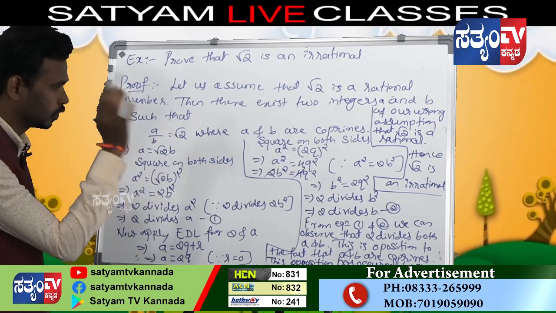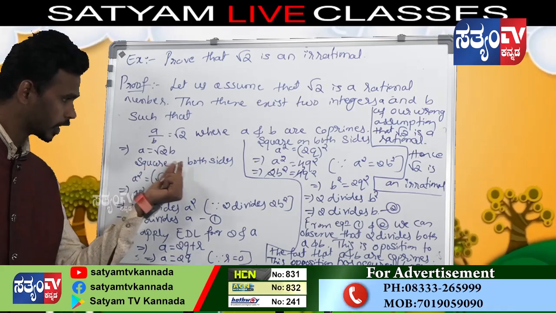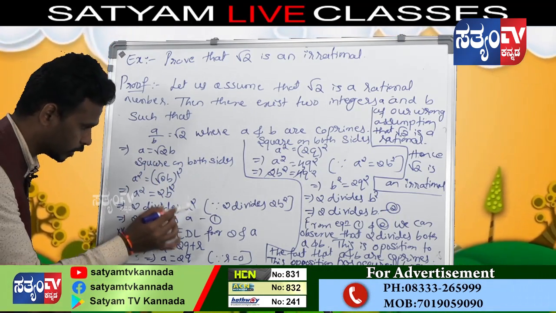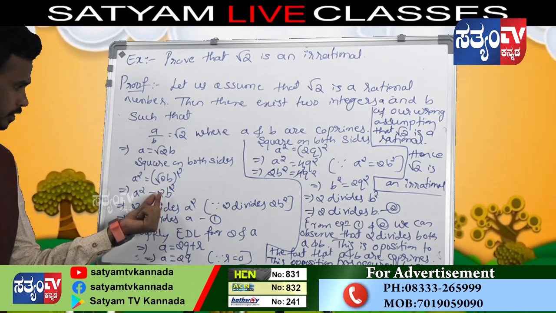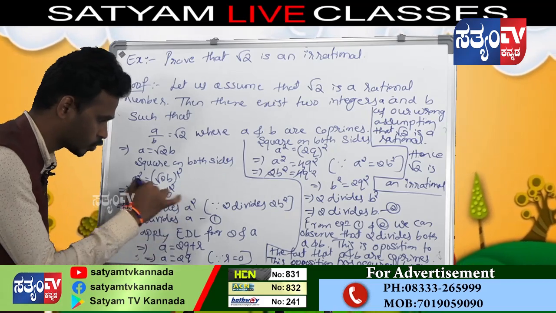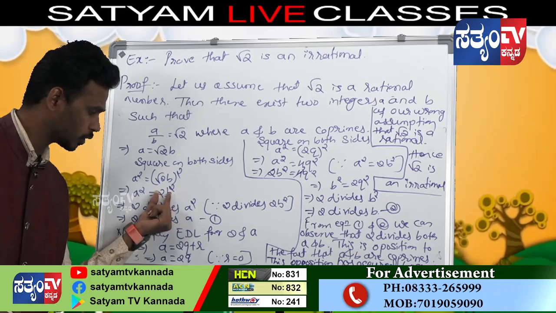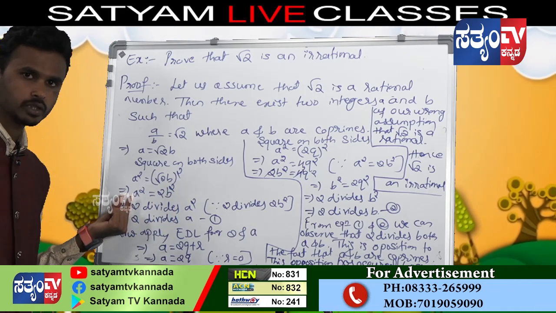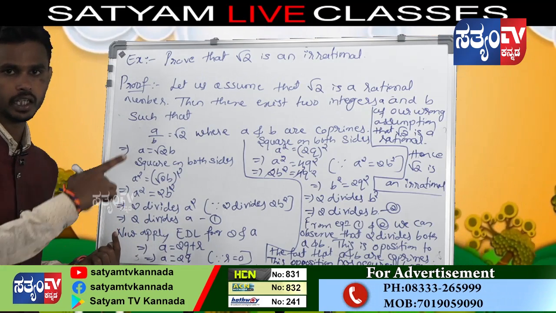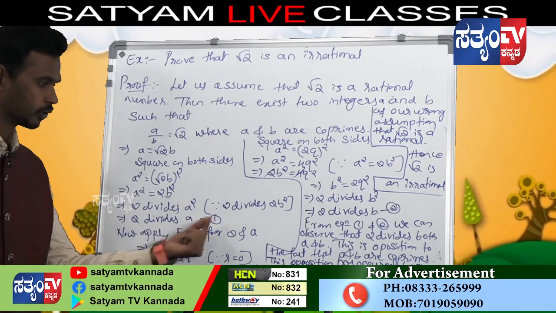Now take b to the RHS: a equals root 2 b. Square on both sides: a square equals 2b square. So 2 divides a square, because 2b square is a multiple of 2. It is an equality, so 2 divides a square also. 2 divides a square means 2 divides a also, by the theorem that if p divides a square then p divides a also. Let's take this as equation 1.